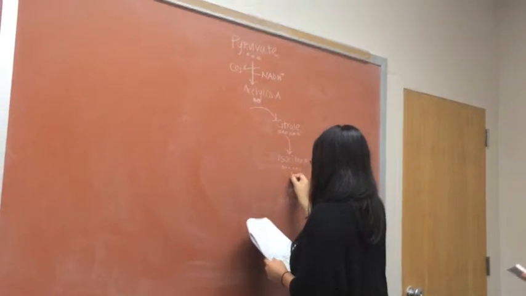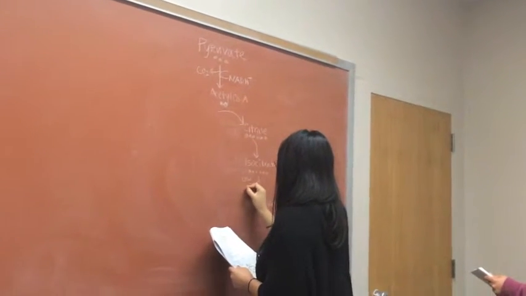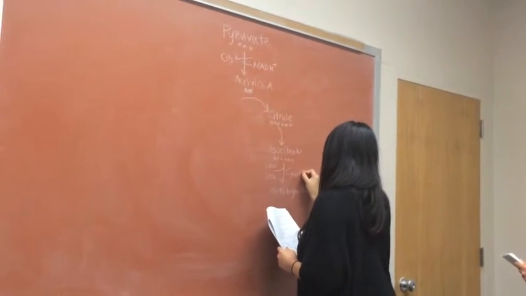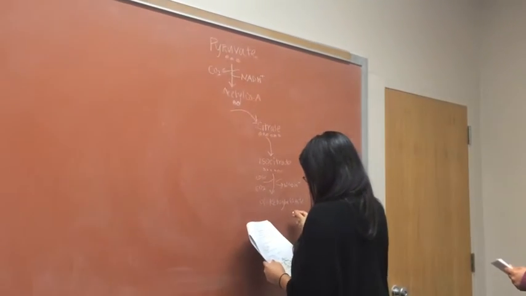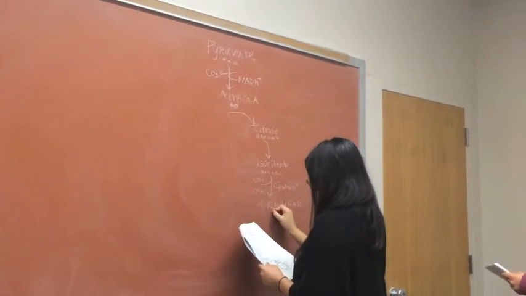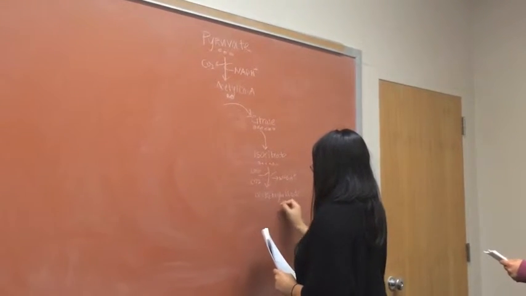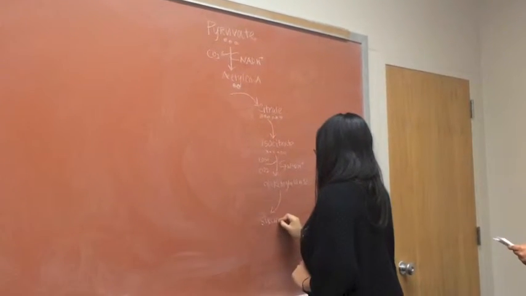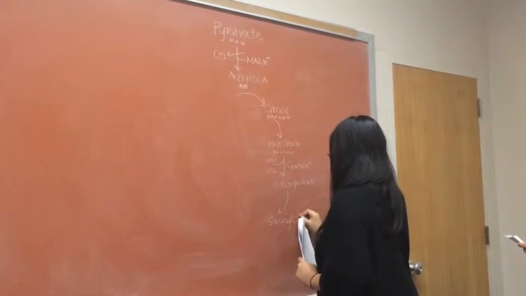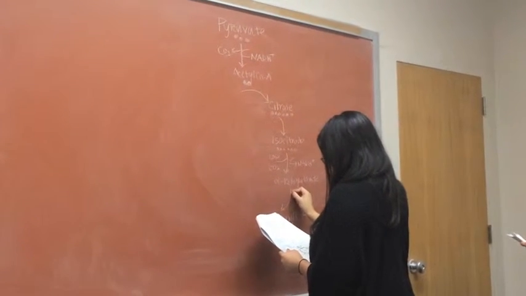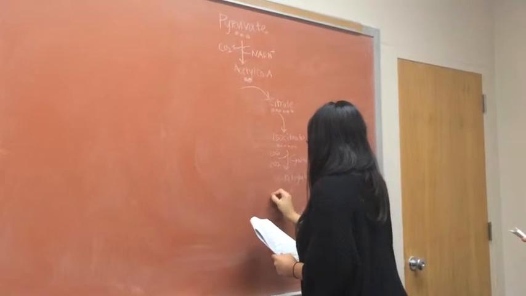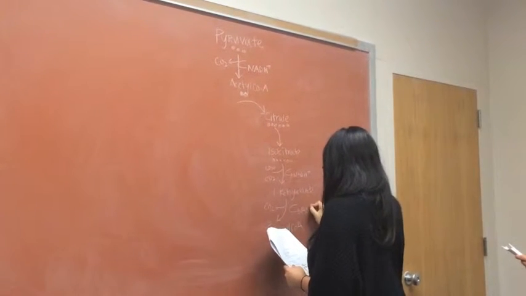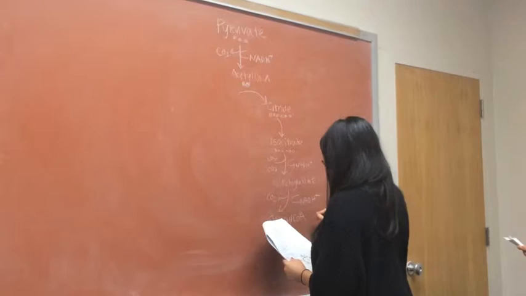isocitrate loses another CO2 and gains NADH plus again. Going from alpha ketoglutarate to succinyl-CoA, this gives off another CO2 and gains another NADH. And this process keeps going all the way around the cycle.